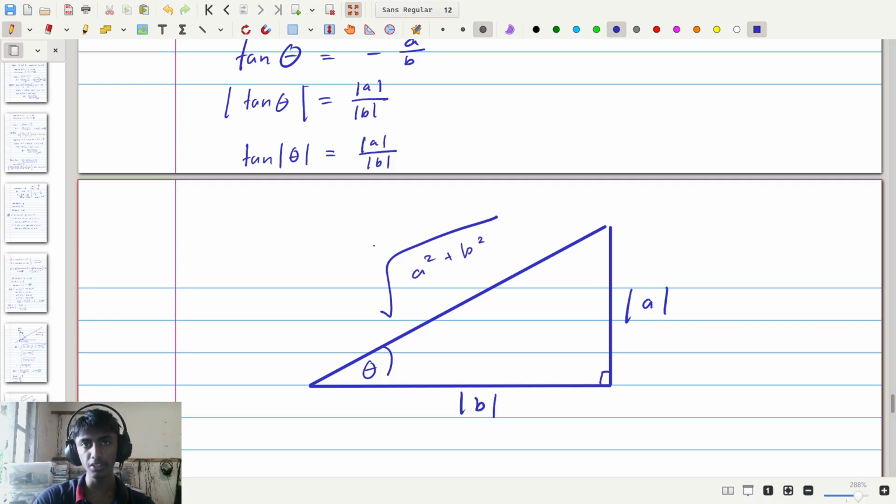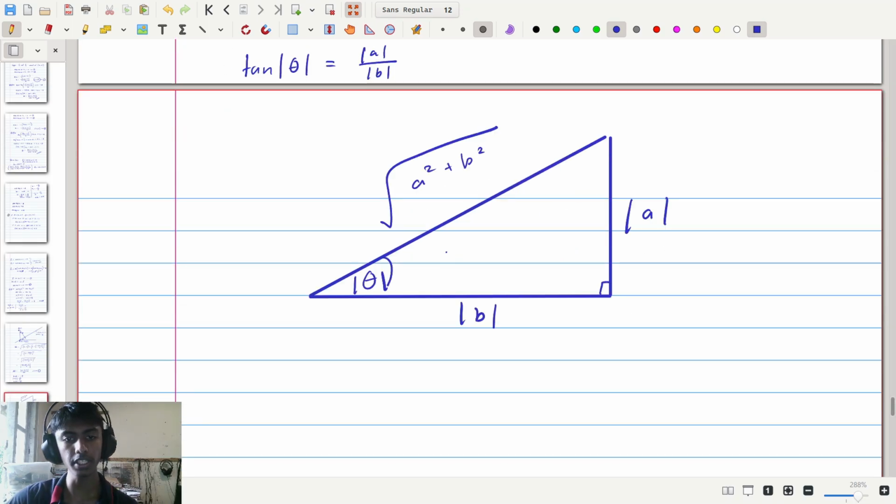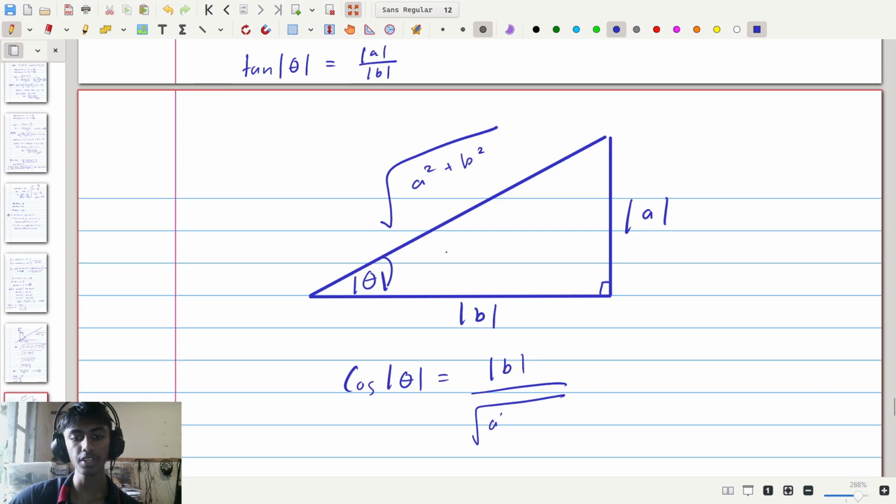Since the absolute value of a squared is a positive value, when you square it, you just get the same thing as when you square a. Since a is a real number, the absolute value of a squared is a squared. Same thing with b. So therefore the hypotenuse here is the square root of a squared plus b squared, where this angle here is the absolute value of theta. Now then, consider what the cosine of the absolute value of theta is. From this triangle, it is the absolute value of b divided by the square root of a squared plus b squared. The absolute value of b is the adjacent and this is the hypotenuse.